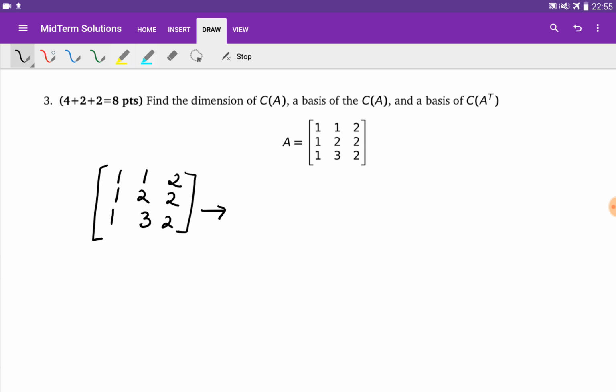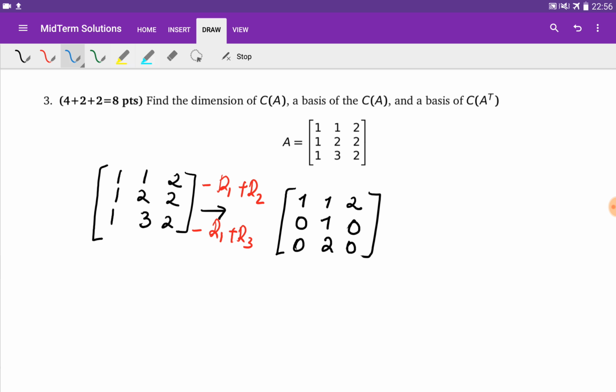row echelon form. So we multiply the first row by minus 1 and add this to the second. We multiply the first row by minus 1 and add this to the third row, and we're going to obtain 1, 1, 2, 0, 1, 0, 0, 2, 0. So this is going to be a pivot because we choose this and we eliminated all the elements before this.